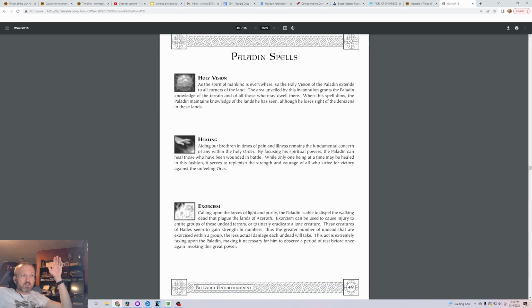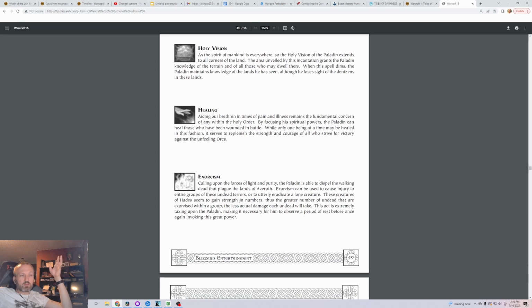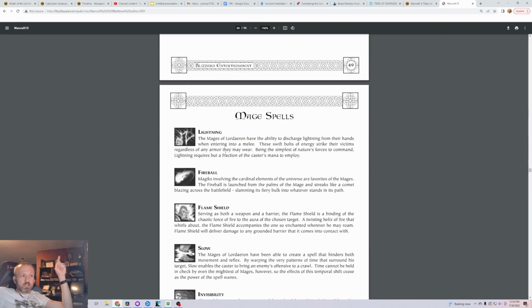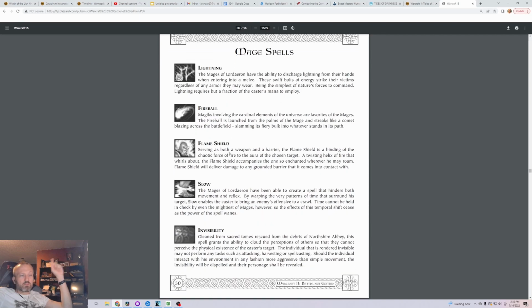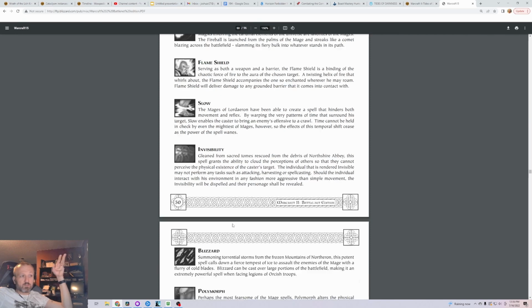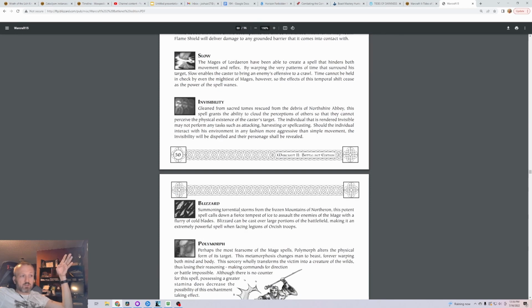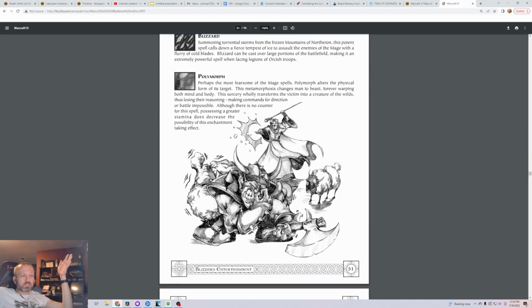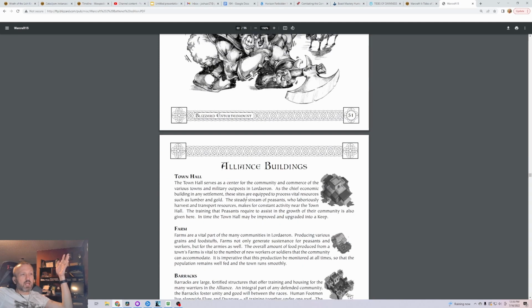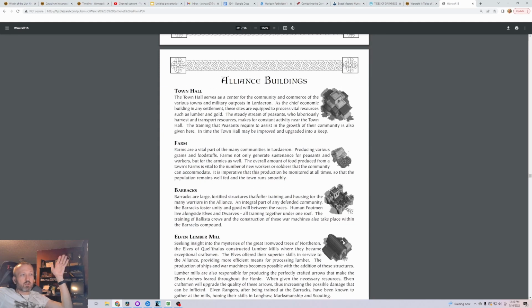Holy Vision, Exorcism, that is more like light magic. But look at this, Lightning Bolt. Well, okay, that becomes a shaman thing. But Fireball, Flame Shield, Slow, I don't think so. Invisibility, Blizzard or Ice Storm, Polymorph. These are staples of the Alliance, of mage, arcane magic.